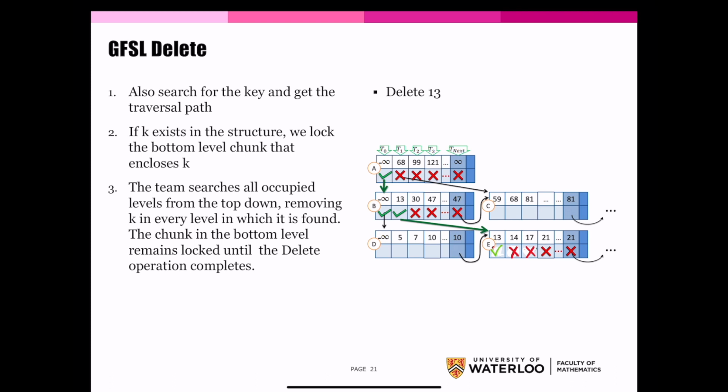Let's do an example. We want to delete 13. We search for 13 first, and we find 13 in the skip list. We get a path A, B, E. And then we lock the bottom level chunk that encloses K, which is 13. Then we see there is no 13 in chunk A, so we go to chunk B. 13 is in chunk B, and we remove it. Then we go to chunk E, and we find 13 in chunk E, and we remove it. And then we unlock chunk E.